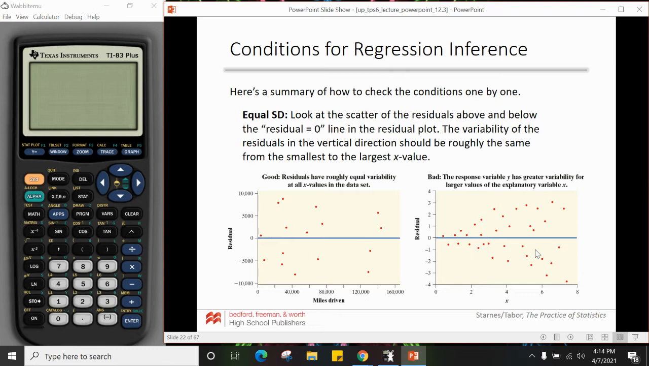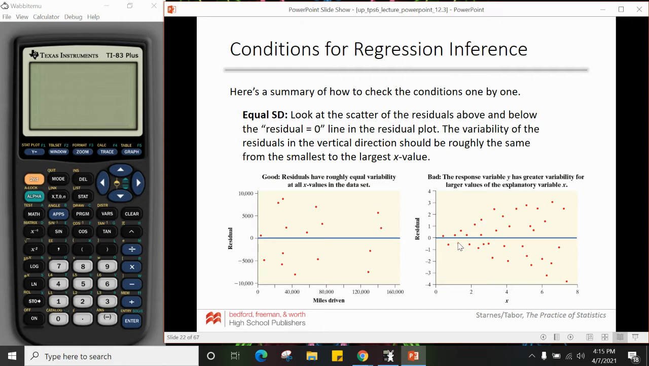This one is the biggest new one, equal standard deviations. So you want to look at the scatter of the residuals above and below the residual line equals 0. The variability of the residuals in the vertical direction should be roughly the same from the smallest to the largest x value. So you can notice, regardless of where you are as an x value, the residuals are about the same. These two vary about as much as these two. This point varies as much as some of the other points. So regardless of where they are, they're kind of varying all over the place.